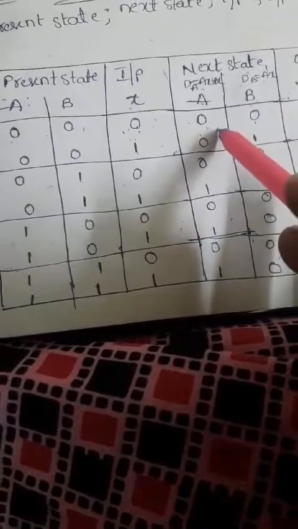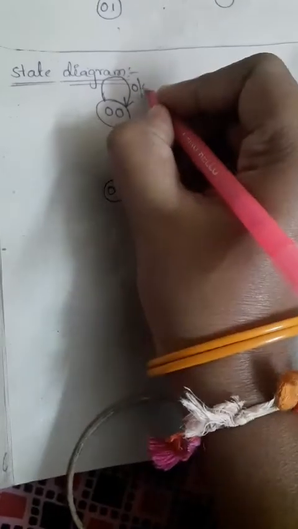The first transition starts from 00. The present state is 00, and whenever the input x is 0, the next state we get is again AB equals 00, and the output is 0. So input x is 0, output y is 0, and the transition goes from 00 to 00. You can place it like this, a transition from the state to itself, whenever the input is 0 and the output is also 0.